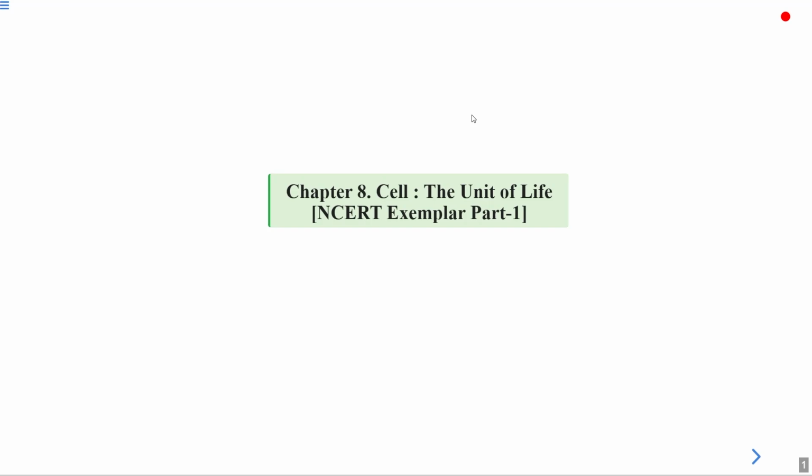And today we'll be discussing the NCERT exemplar questions for the chapter Cell the Unit of Life. Okay, so this is the part 1 of the lecture.